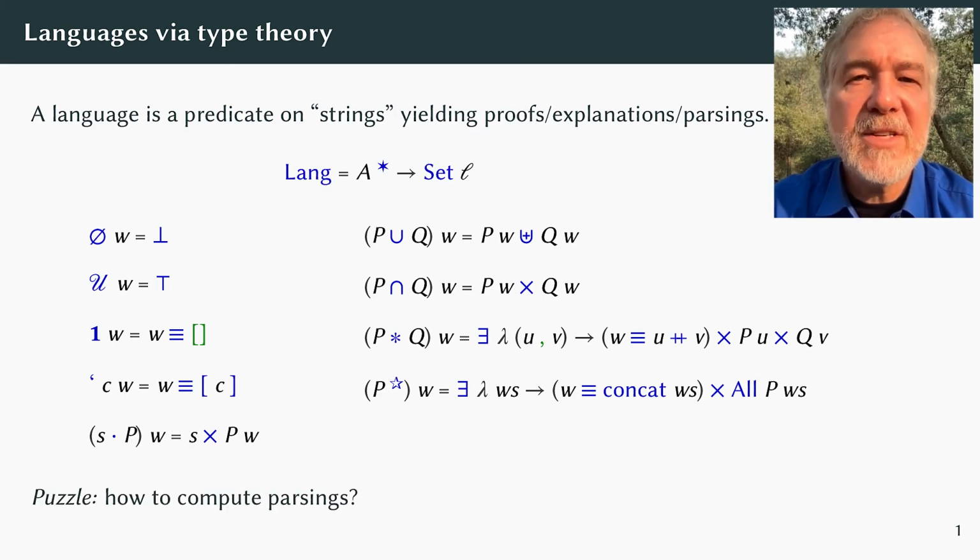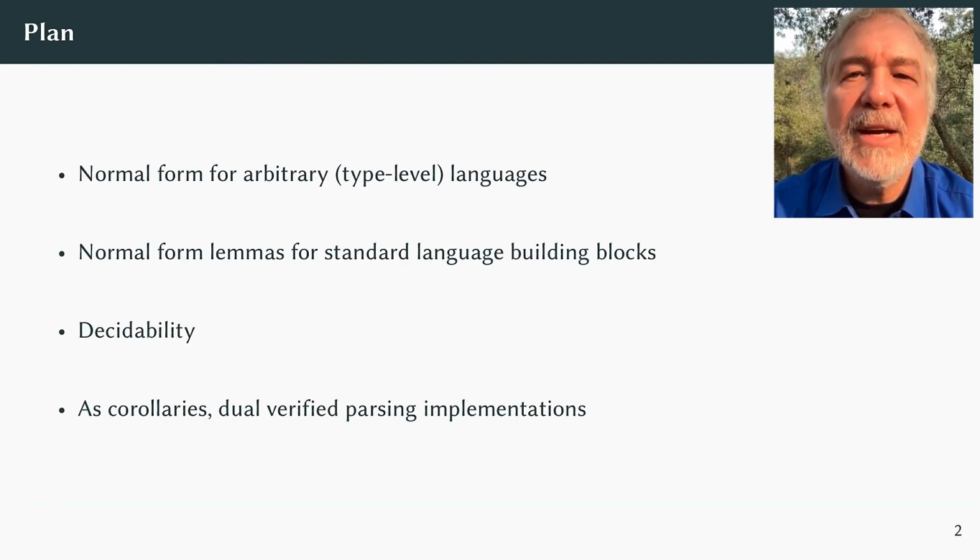The puzzle addressed by this paper is how to bridge the gap between this non-computational specification and correct computable parsing. Now here's the plan. First, we'll define a normal form for languages. The main idea is to use Brzozowski-style language derivatives at the level of types, which is to say propositions. Next, we'll prove lemmas relating this language normal form to the usual building blocks of languages.